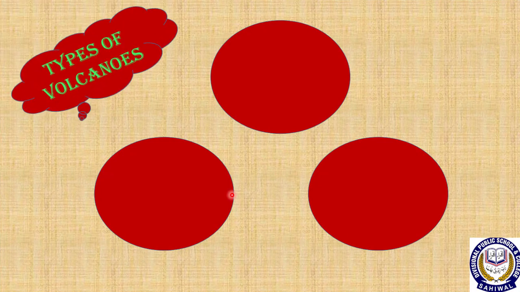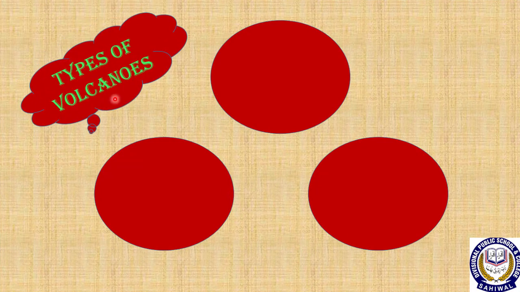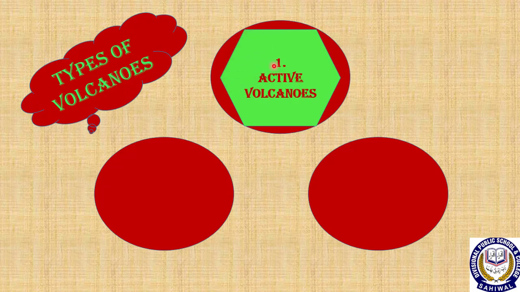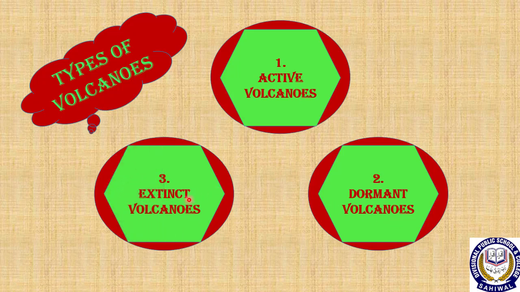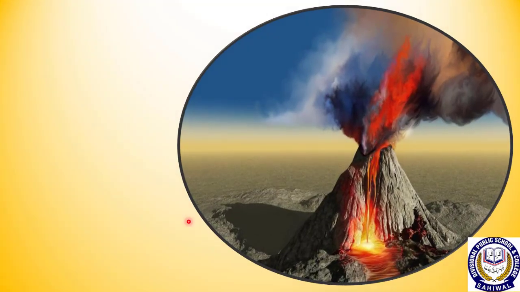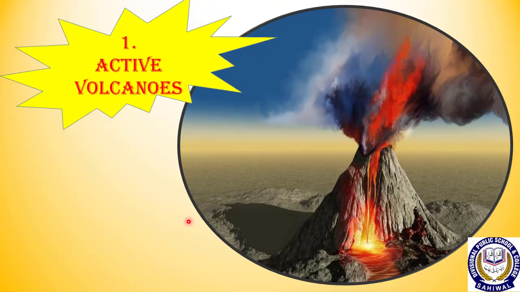Types of volcanoes. Number 1, active volcanoes. Number 2, dormant volcanoes. Number 3, extinct volcanoes. This is an active volcano, as shown over here. Active means, what is coming to your mind?